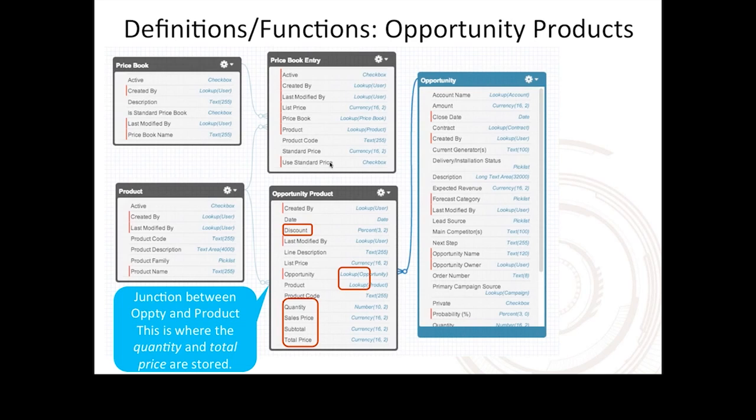We can add a price, a list price, a standard price, and determine whether we want to use that standard price always or not. And then once we get to the opportunity product, that is where we really add some detail: the discount, date, the description, another list price. Well, actually, it'll just bring the list price from the price book entry.